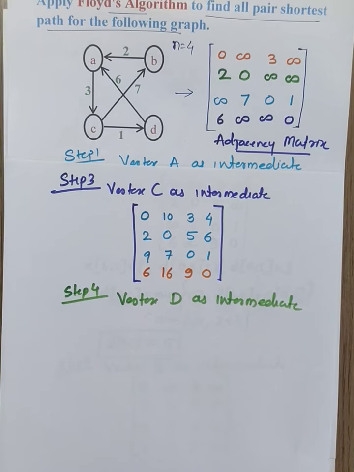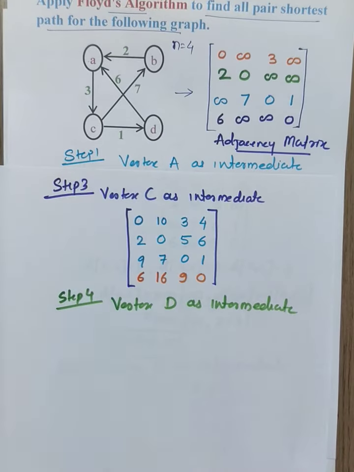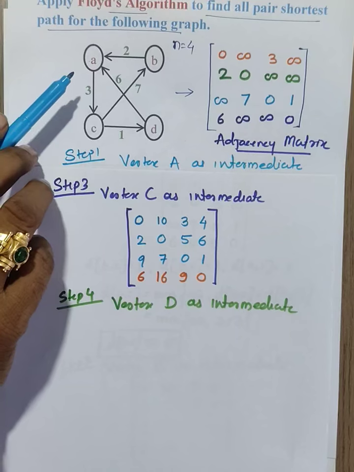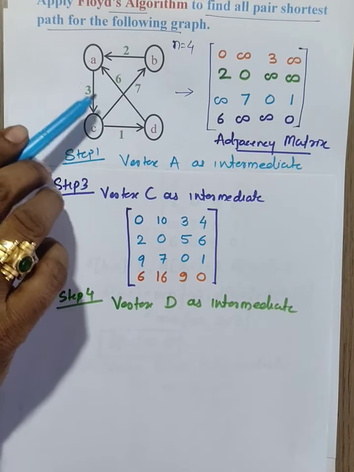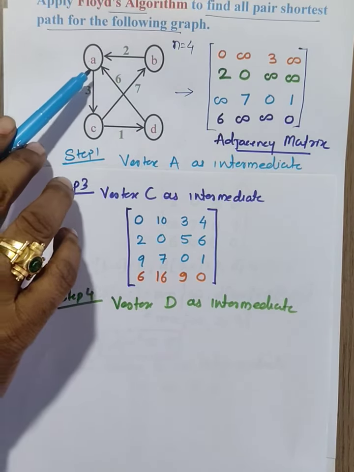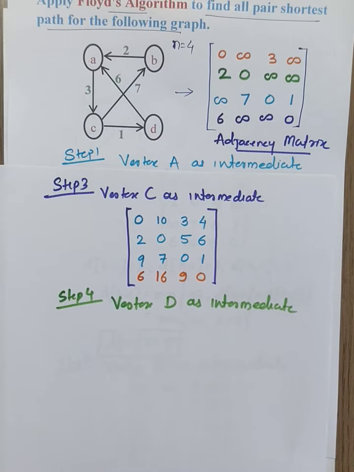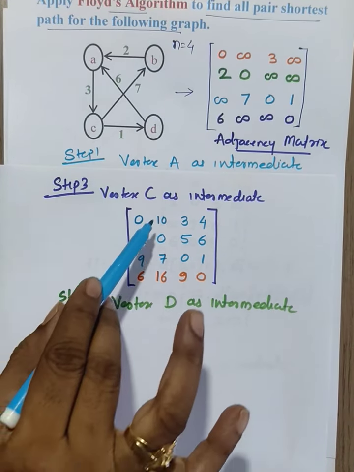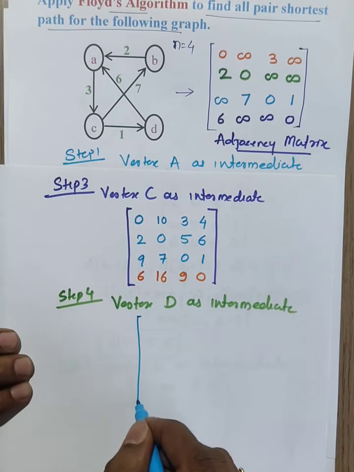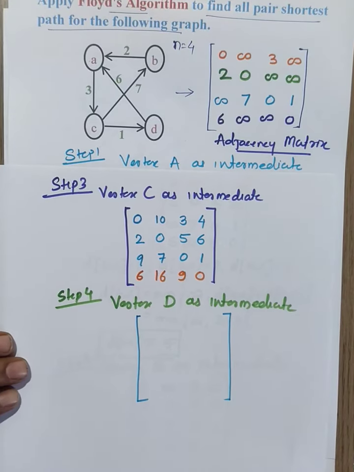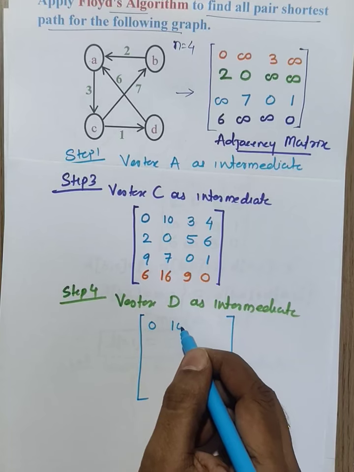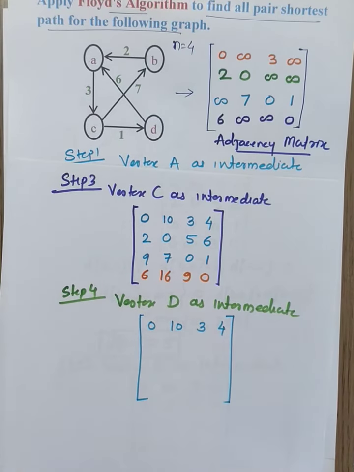If vertex D is an intermediate vertex, then now all are intermediate vertices. If D is an intermediate vertex, you see here, is the A to D edge there? No. And the A to C, C to D edge is there. But using this we can reach A to A, and A to A is already 0. So the A row will get the same values, the first row will get the same values: 0, 10, 3, 4.